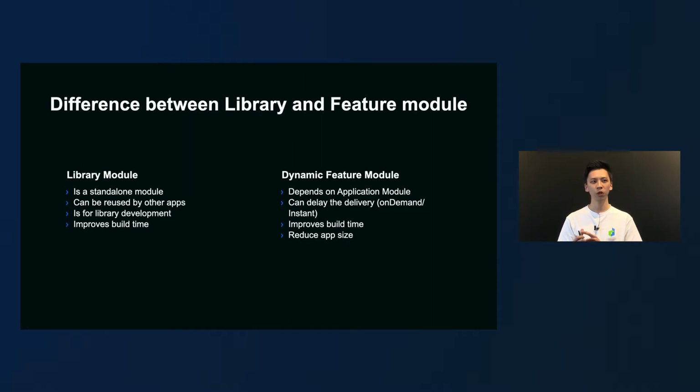The dynamic feature module is slightly different from the library module. It's not designed to be reusable. It depends on the application module, and it can delay the delivery. It also improves the build time. Most importantly, we can reduce the APK size by delivering the necessary features to the user.